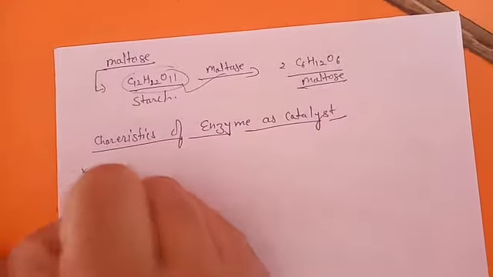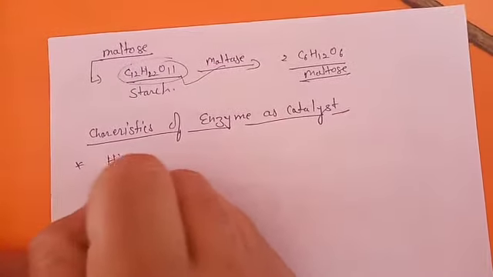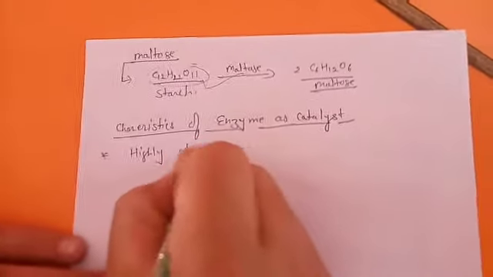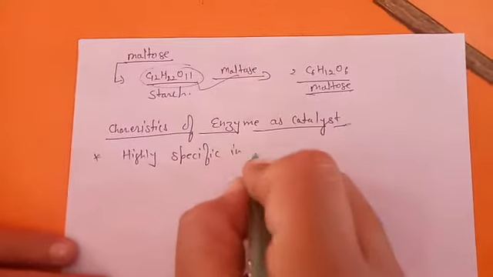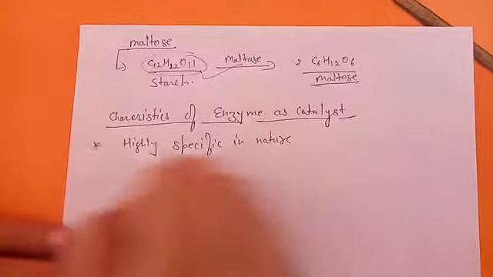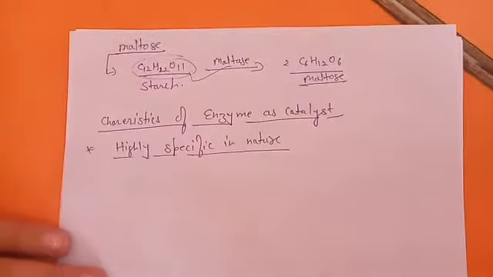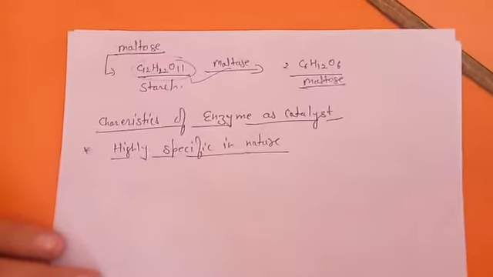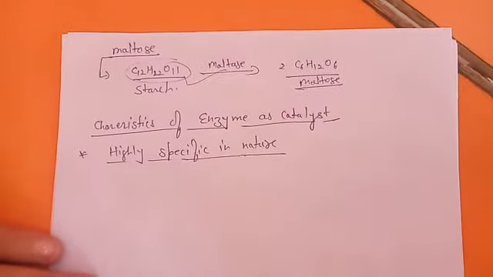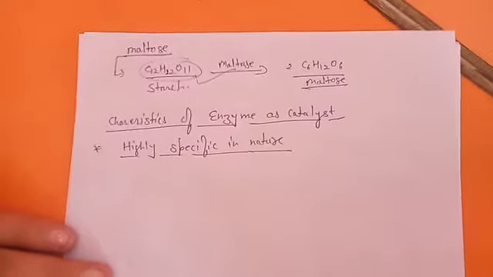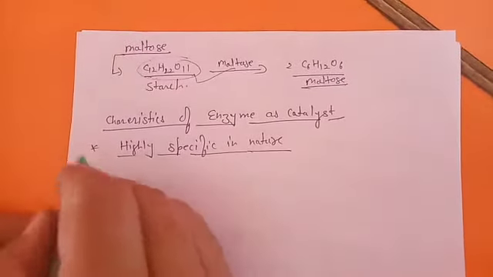First thing, enzymes are highly specific in nature. Meaning to say, a particular kind of enzyme can act on a particular kind of substrate or reactant to enhance its speed for the further reaction. So they are highly specific in nature particularly.